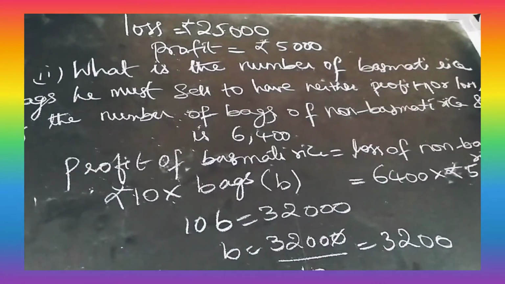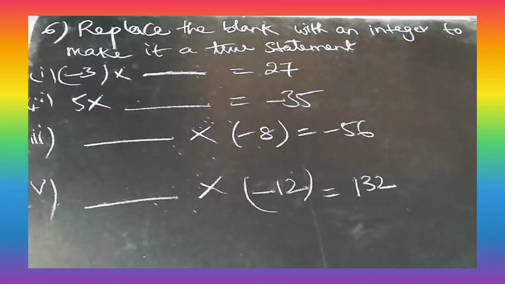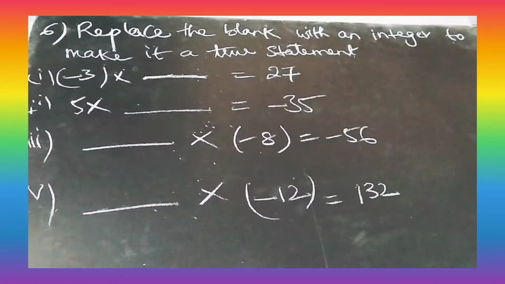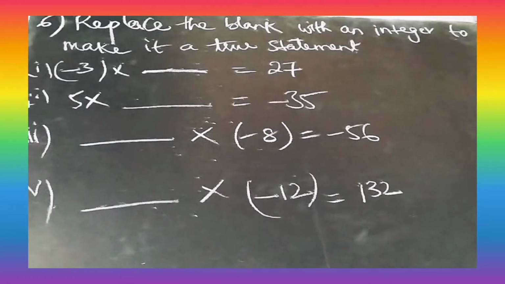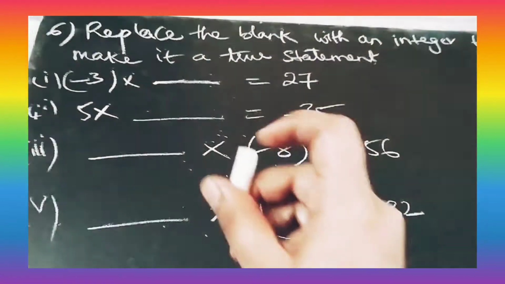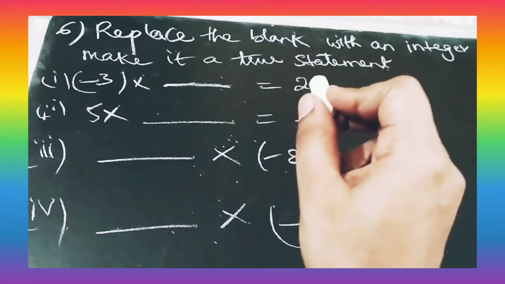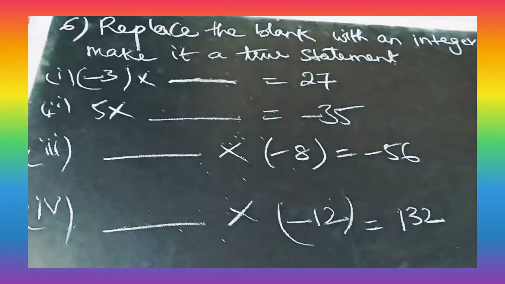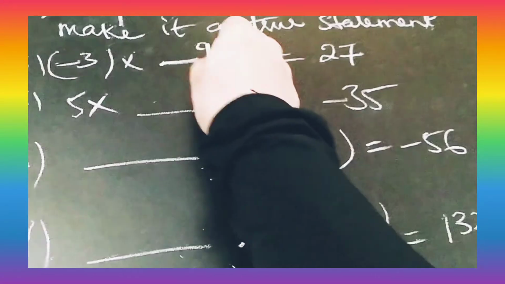Sixth question is replace the blank with an integer to make it a true statement. You have to replace the blank with an integer giving a true statement. So here minus 3 into dash is given, 27 is given. So how many times does 27 go in the 3 table? It goes 9 times. 3 9s are 27.